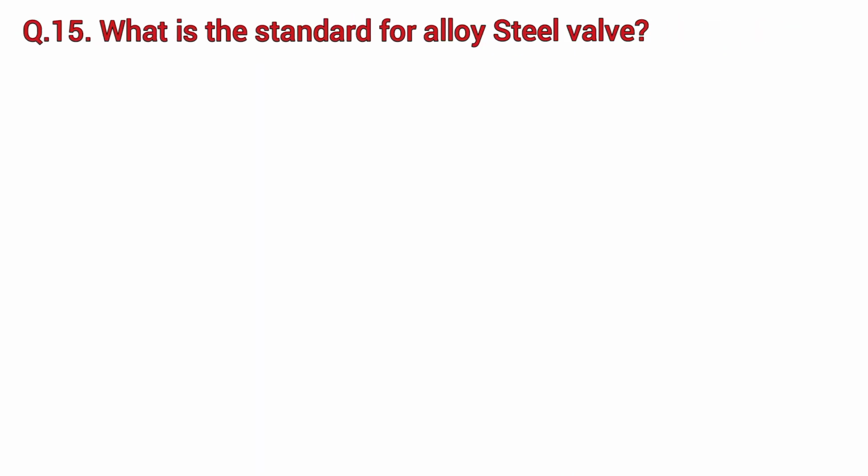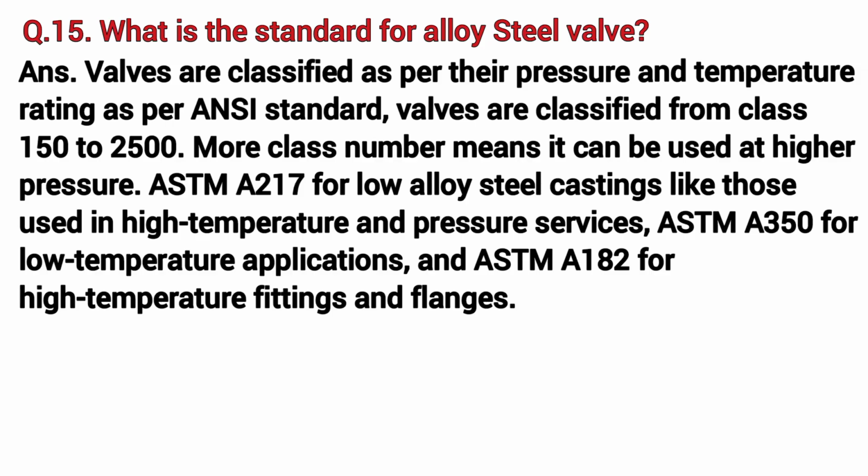What is the standard for alloy steel valve? Valves are classified as per their pressure and temperature rating as per ANSI standard. Valves are classified from class 150 to 2500. More class number means it can be used at higher pressure. ASTM A217 for low alloy steel castings like those used in high temperature and pressure services. ASTM A350 for low temperature applications and ASTM A182 for high temperature fittings and flanges.